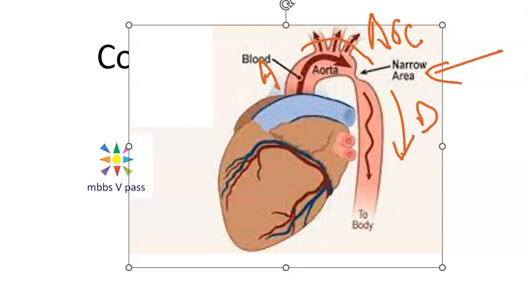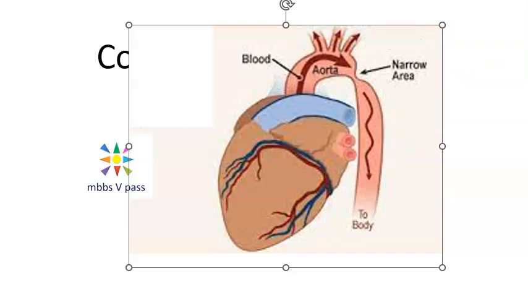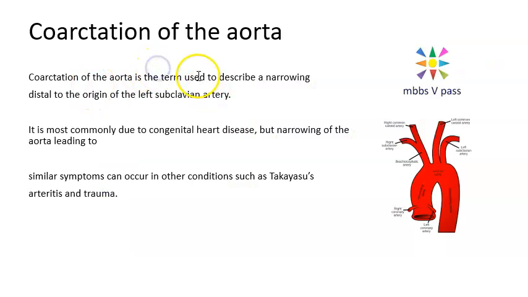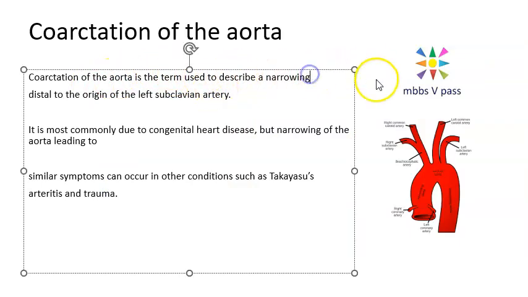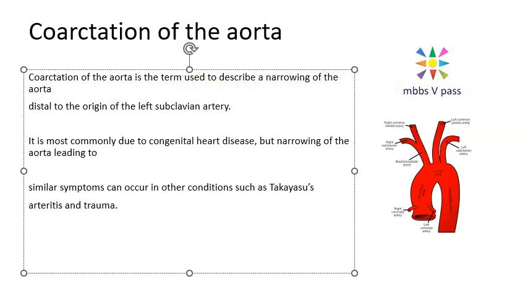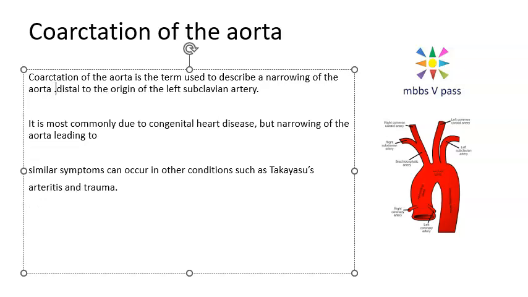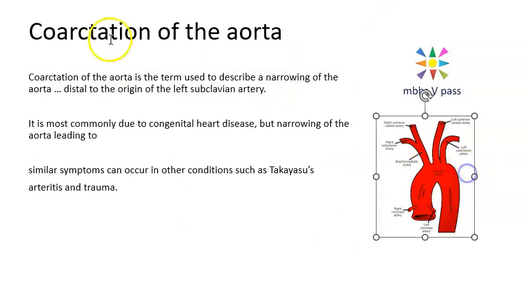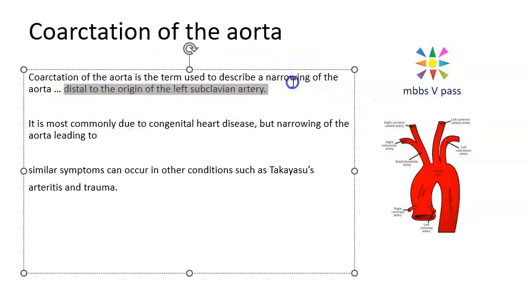So this is the coarctation of the aorta. Coarctation of the aorta is the term used to describe the narrowing of the aorta distal to the origin of the left subclavian artery. Is that over your head? No: coarctation of the aorta is a term used to describe the narrowing of the aorta. Very well, you understood, but where exactly? Distal to the origin of the left subclavian artery.